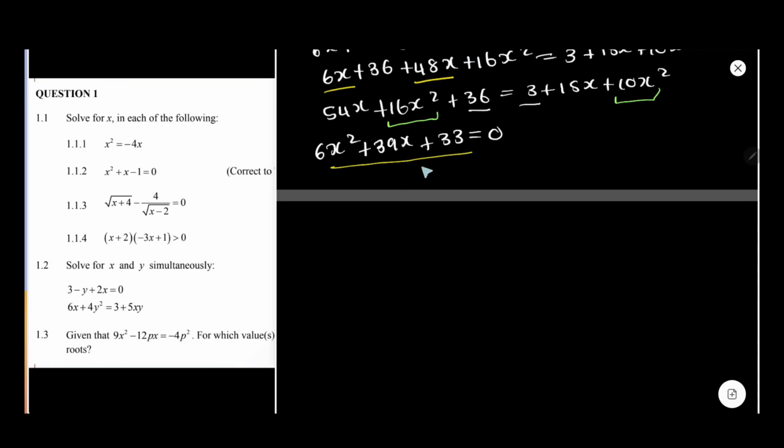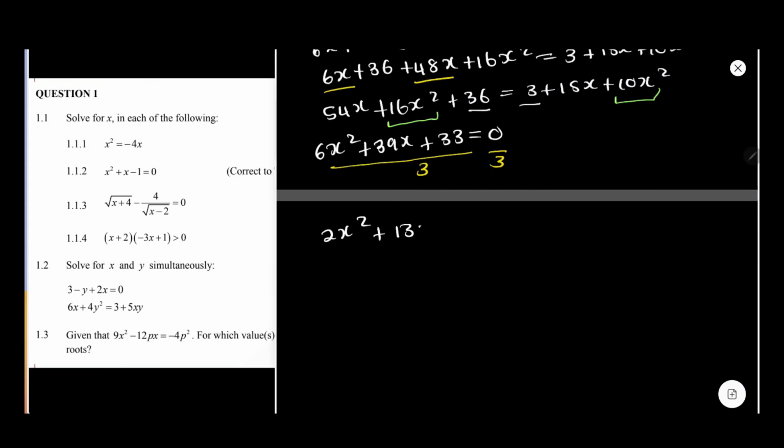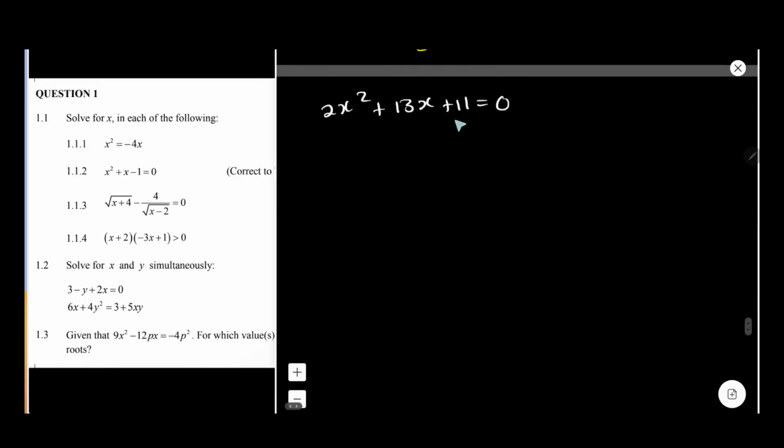So I'm going to divide both sides by 3. Here, 6 divided by 3 is 2, so 2x squared. 39 divided by 3, let's just check that, is 13. So positive 13x. And then 33 divided by 3 is 11, plus 11 is equal to 0. So this is what we have now, and we just have to factorize this.